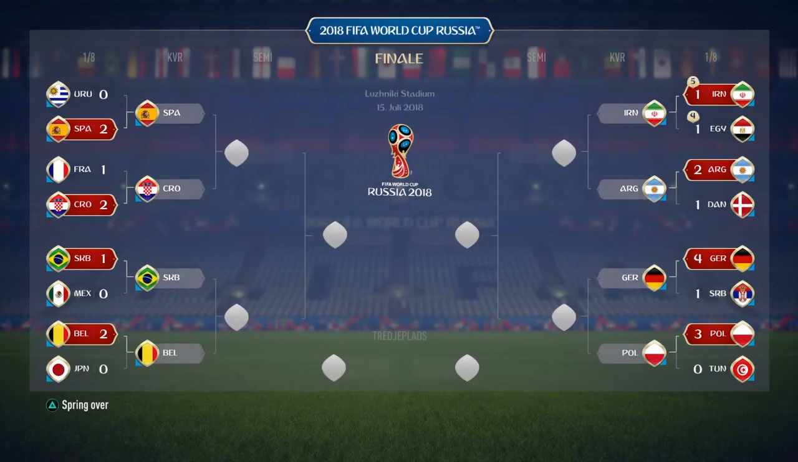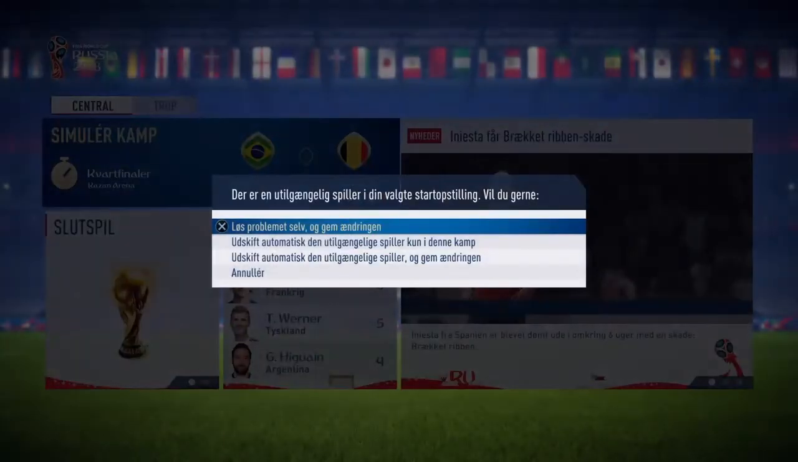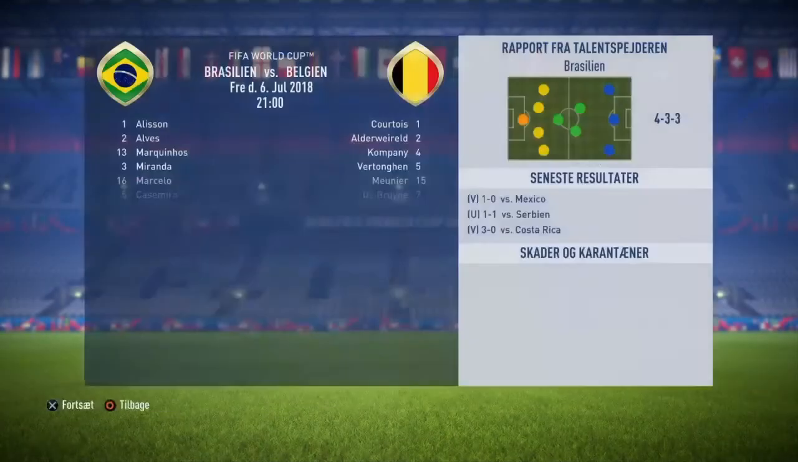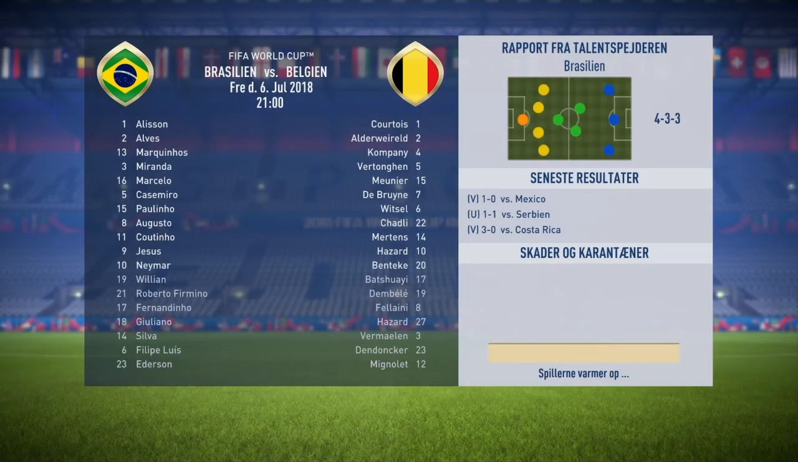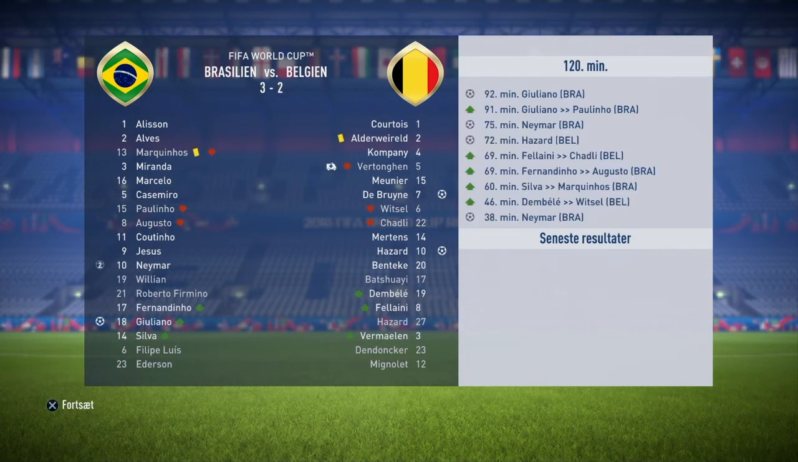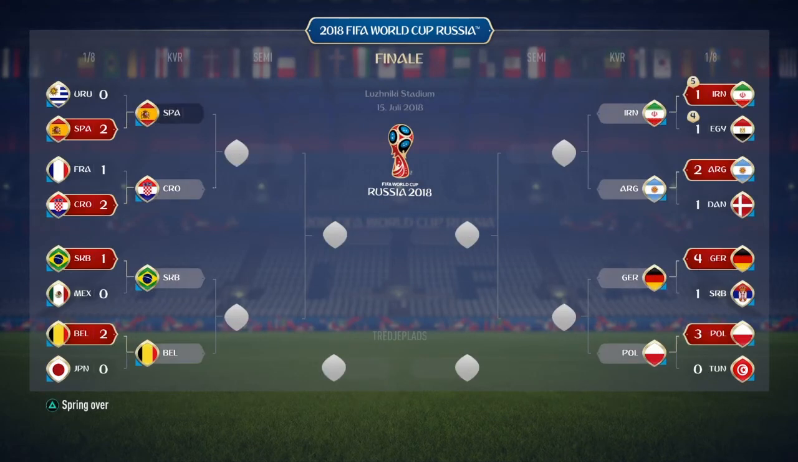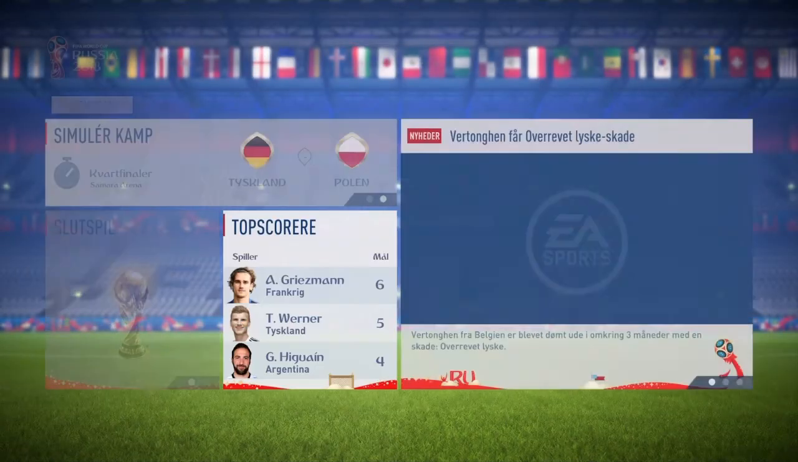Kovacic, the Real Madrid player, knocks out Spain from the tournament, and Croatia goes to the semis like they did in '98. That's 20 years ago. They went to the semis too back then, where France knocked them out. Brazil went 3-2 over Belgium. It is a Giuliano goal in extra time that threw out Belgium from the tournament.